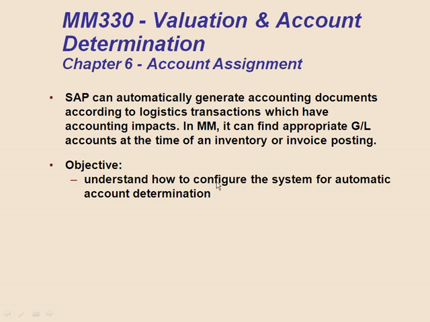Okay, so for each of the inventory transactions where there is a financial impact, an accounting document is getting created. While the accounting document is created, you would have seen certain accounts getting updated. What is the logic behind that? This is what we are going to learn in MMFI integration, or what we call automatic account determination. As you can see, SAP can automatically generate accounting documents according to the logistics transactions which have accounting or financial impacts. In MM, it can find the appropriate GL account at the time of an inventory or invoice posting.